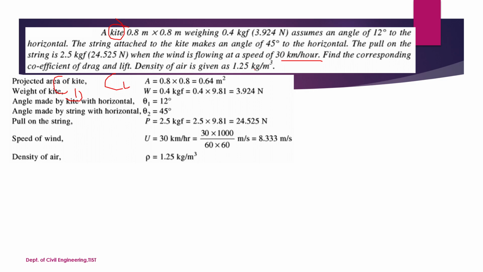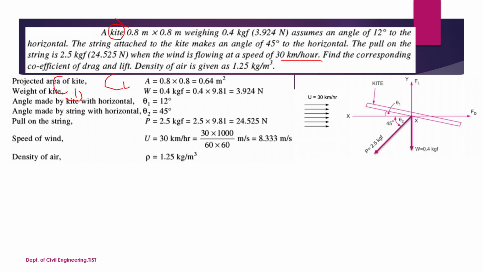Okay, we'll write down the given data. Area of the kite is given, weight of the kite is given, angle made by kite with horizontal is given, angle made by string with horizontal is given, pull on the string is given as 2.5 kgf. We can convert that into Newton by multiplying with g, 9.81. Then speed of the wind is given in kilometer per hour, that can be converted to meter per second. Density of air is also given. So as I told you, first we'll find out FL and FD. FD is in the direction of the motion and FL is perpendicular to the direction of motion of the wind.